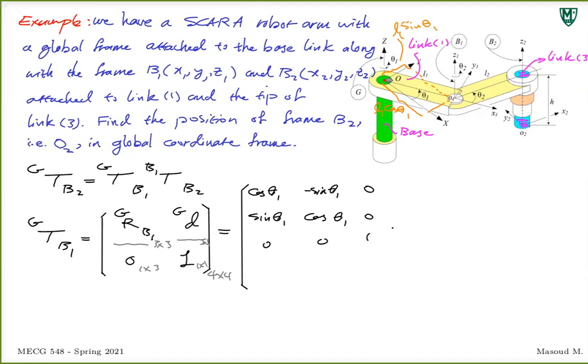Remember, look at O1. Don't get confused with what's going on there. What is the position of O1 in XYZ, in the G frame? So that becomes L1 cosine theta 1, L1 sine theta 1, and then you have 0, and the last line is just 0, 0, 0, 1 always. So this becomes the transformation matrix for TB1G. It's a 4 by 4.